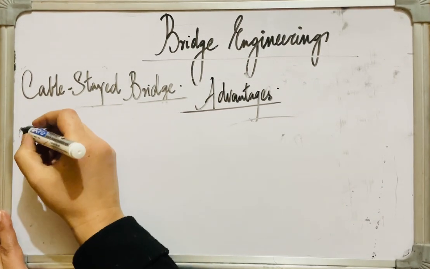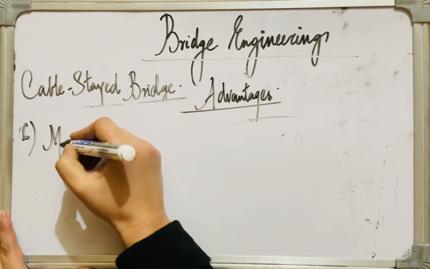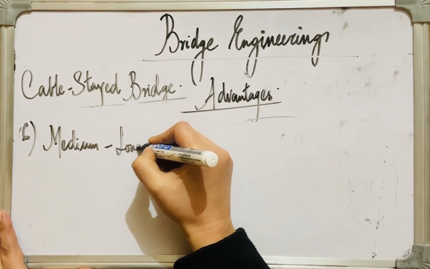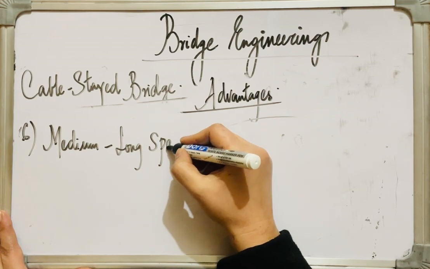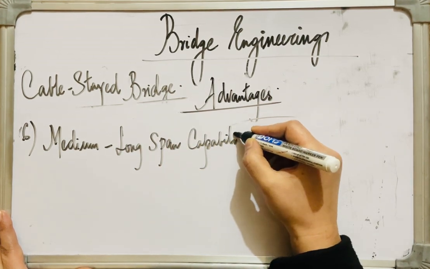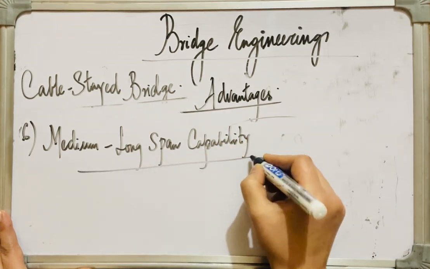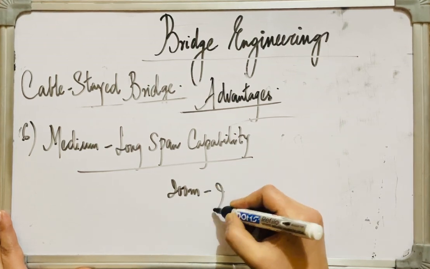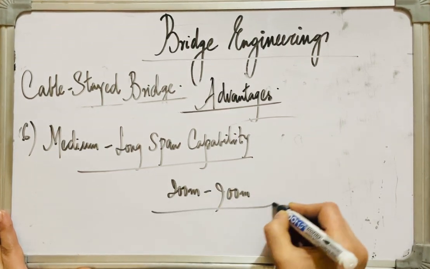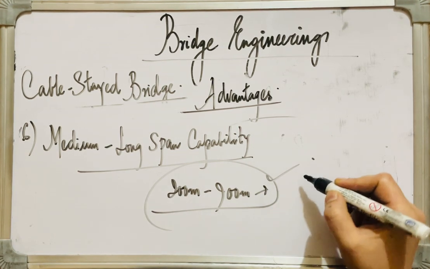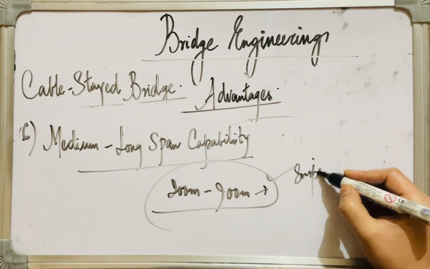Next one, medium to long span capability. These are ideal for the spans ranging from 200 meters to 900 meters. Cable-stayed bridges are ideal for spans ranging from 200 meters to 900 meters. Beyond 900 meters, we have to essentially go for a suspension bridge.